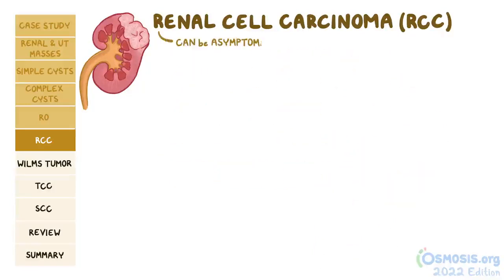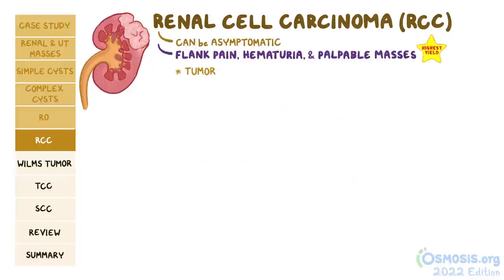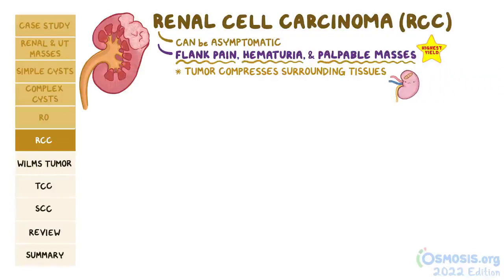RCC can be asymptomatic, but it can also present with the classic triad of flank pain, hematuria, and palpable masses. That's because if the tumor is big enough, it will compress the surrounding tissues, leading to flank pain and the palpable mass. This compression can also damage the kidney, causing hematuria. In more advanced stages, weight loss can also be present.